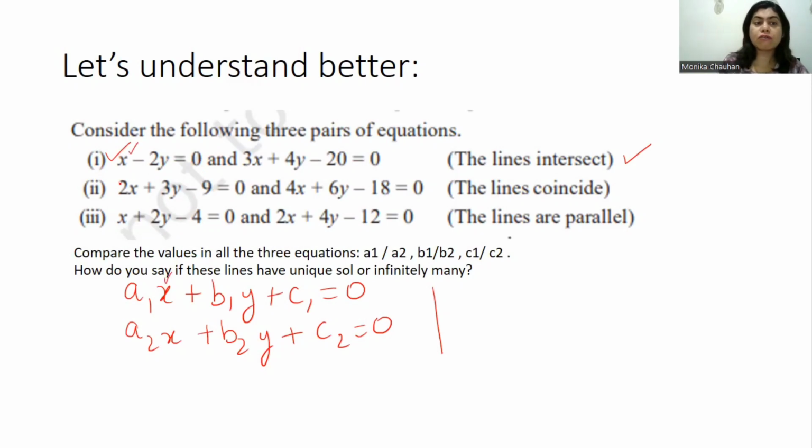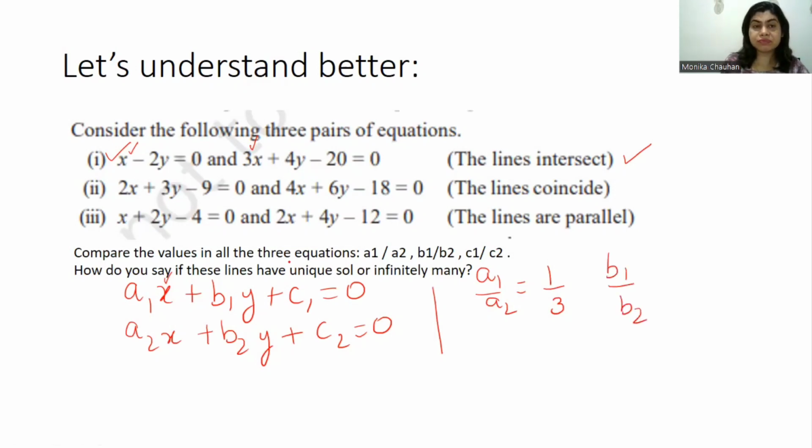So what is the coefficient of x here? It's 1. Okay, and the second one here, a2, it is 3. So if I have to write a1 upon a2, it is coming as 1 upon 3. Now next, I have to compare b1 upon b2.